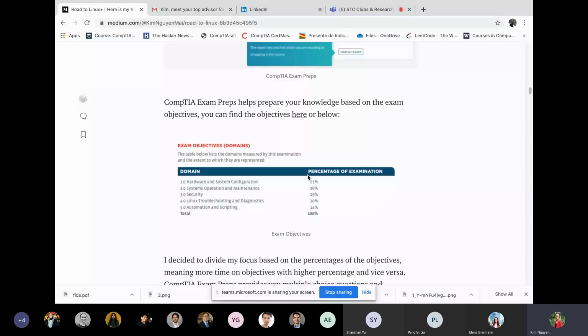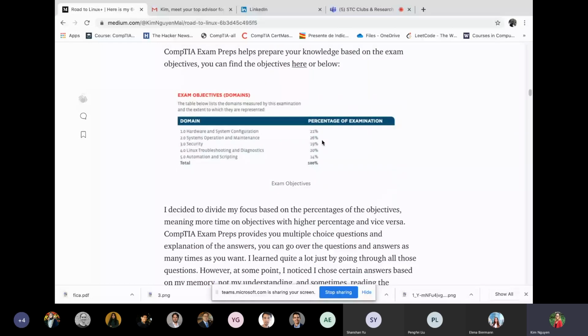Because I only had 3 weeks, I decided I was going to pay more attention to the contents that have a higher percentage of showing up in the test.